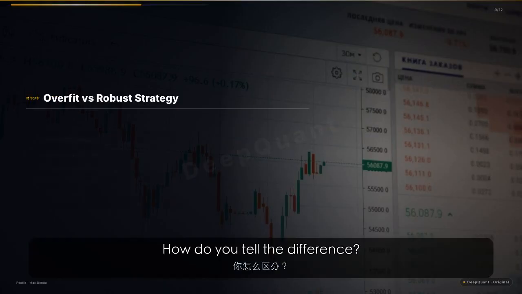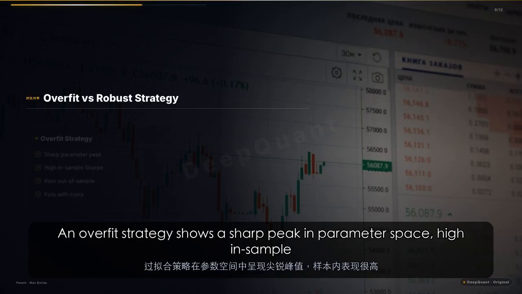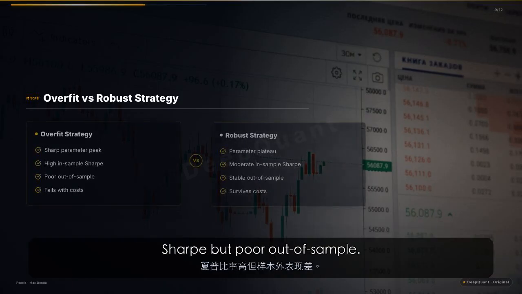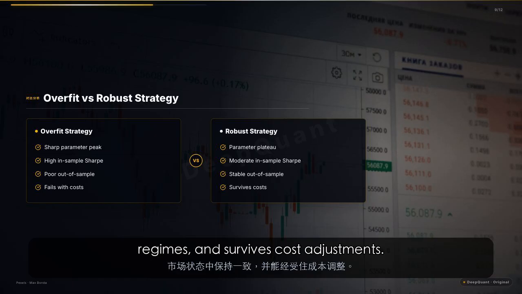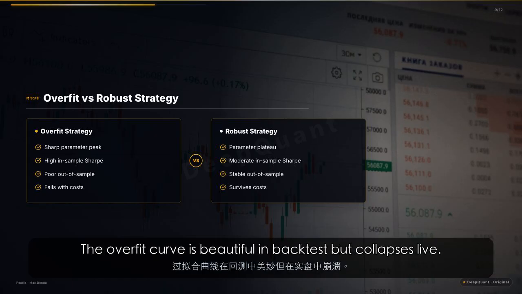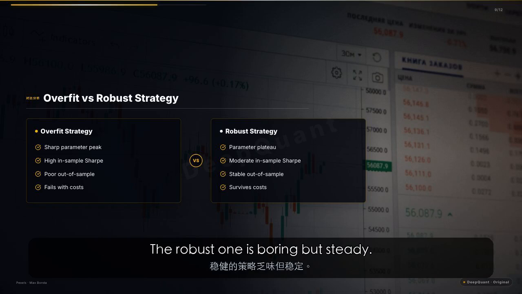How do you tell the difference? An overfit strategy shows a sharp peak in parameter space, high in-sample Sharpe but poor out-of-sample. A robust strategy has a plateau of good performance, consistent across regimes, and survives cost adjustments. The overfit curve is beautiful in backtest but collapses live. The robust one is boring but steady.